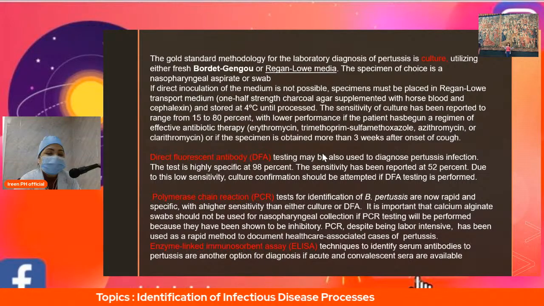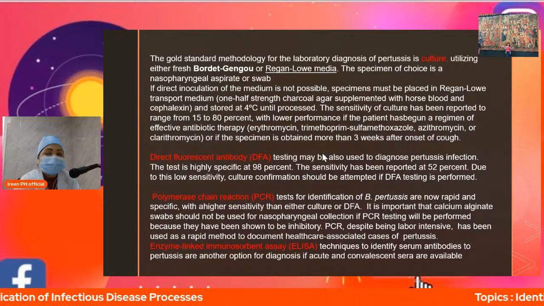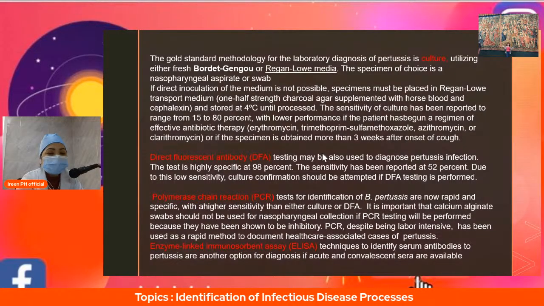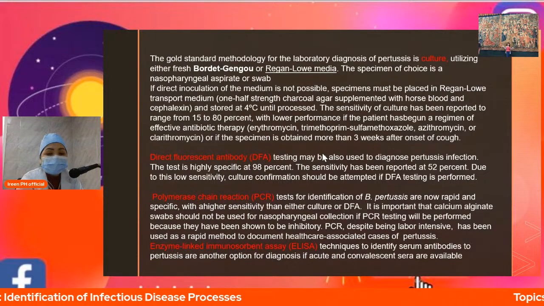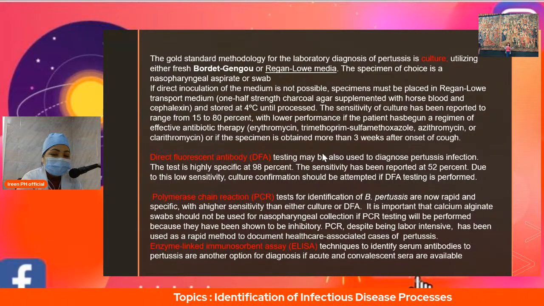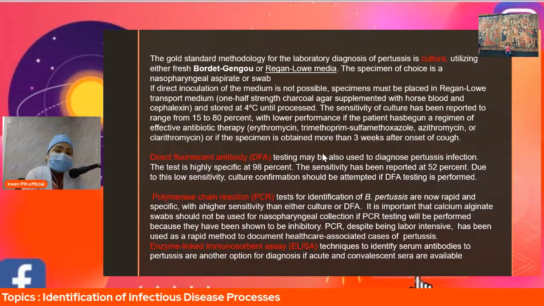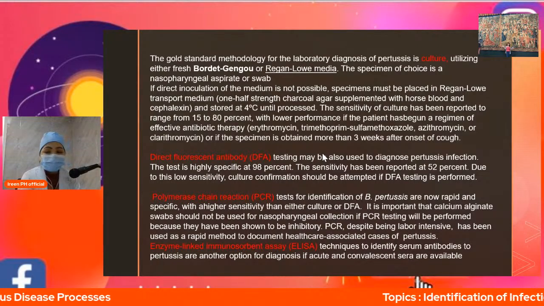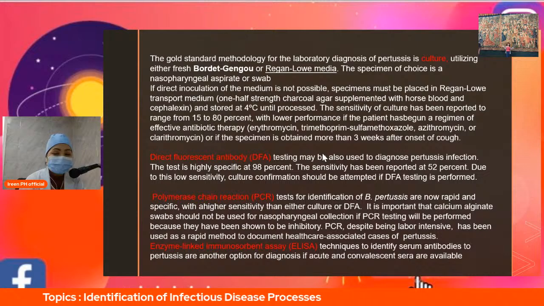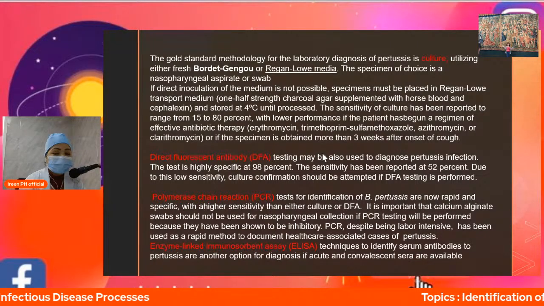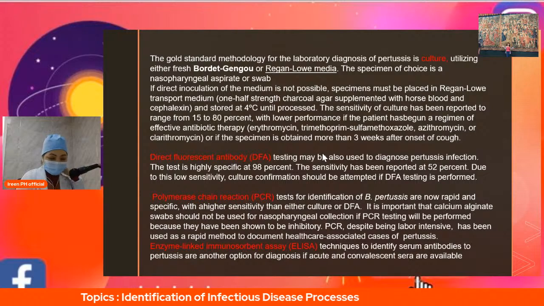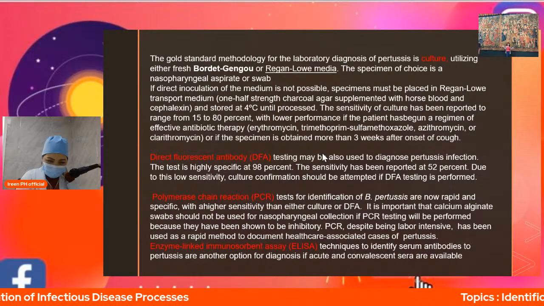Direct fluorescent antibody (DFA) testing may also be used to diagnose pertussis infection. The test is highly specific at 98%. The sensitivity has been reported at 52%. Due to this low sensitivity, culture confirmation should be attempted if DFA testing is performed. What is DFA? Direct fluorescent antibody.